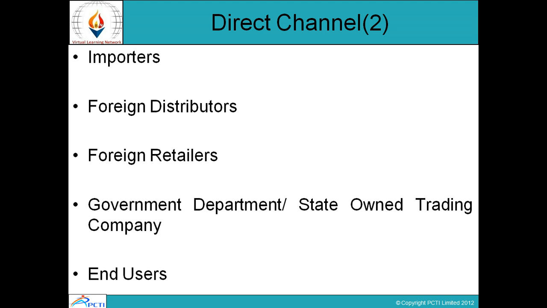Another is end users. This is a case when a manufacturer sells directly to the foreign end user with no intermediary involved in the process. So this direct channel is a logical and natural choice for high unit value and high technology items.